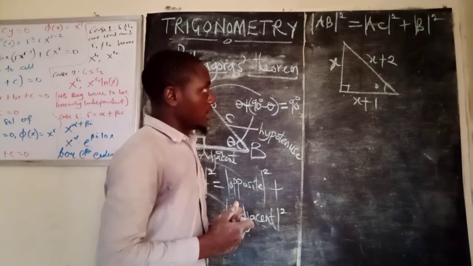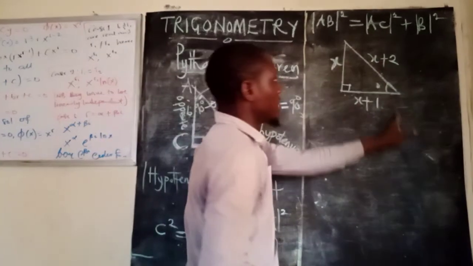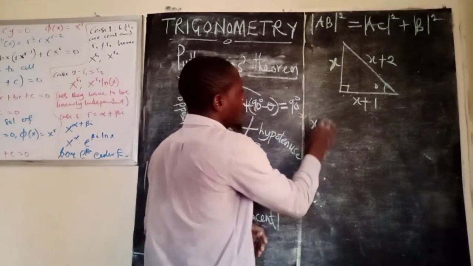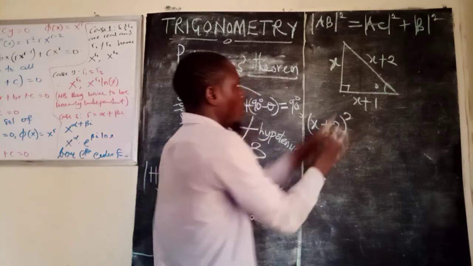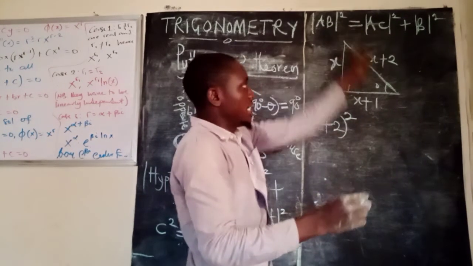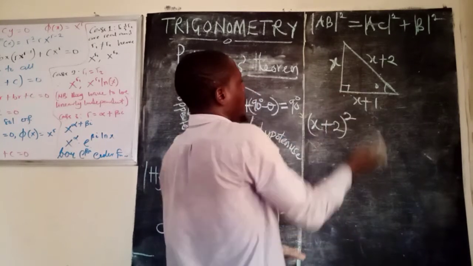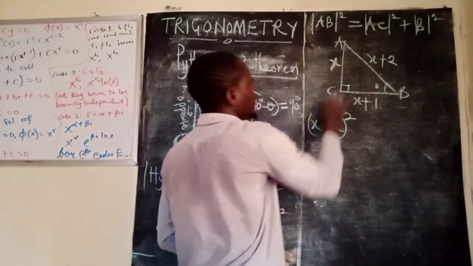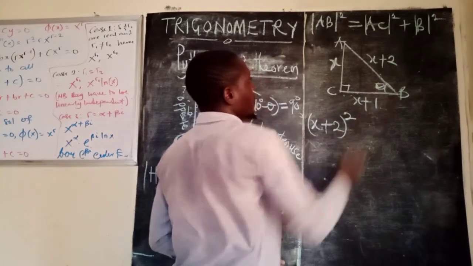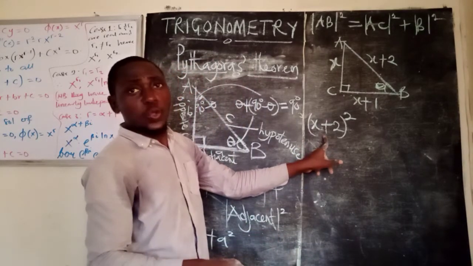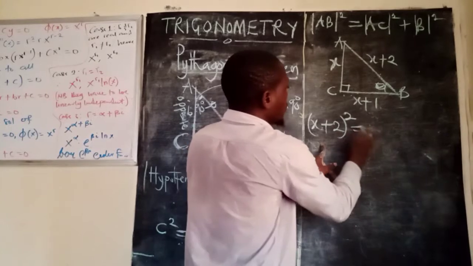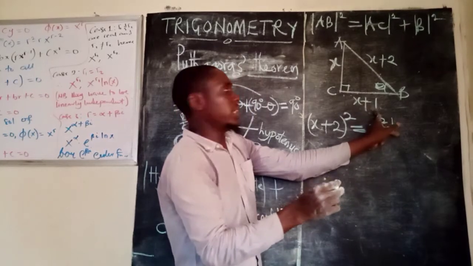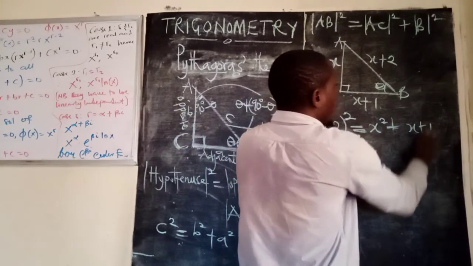Now let's go with the theorem. Hypotenuse. It is clear that the longest of the sides here is this side, which is x plus 2. We have x plus 2 hypotenuse squared. This side is the hypotenuse. Let's label it for proper clarity. Let's still say A, and let's call this B, and let's call this C, and this is our angle theta. Now, hypotenuse squared, x plus 2 squared, equals opposite squared, x squared, plus adjacent squared. We have x plus 1 squared.